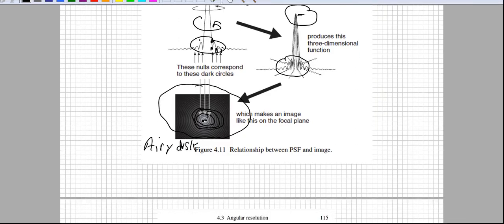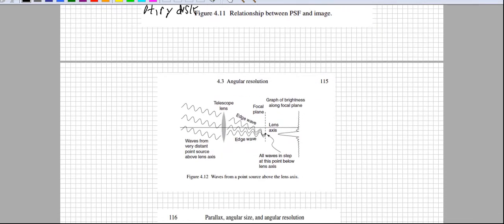Okay, what does this have to do with angular resolution? To understand that, you have to think about a second source, or it might be a second point on the same source, but imagine that it is slightly above the axis of the lens, so it's up here.